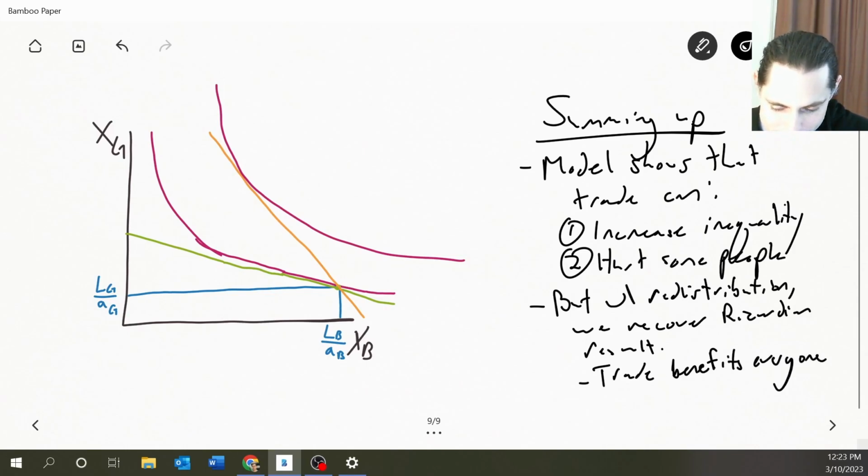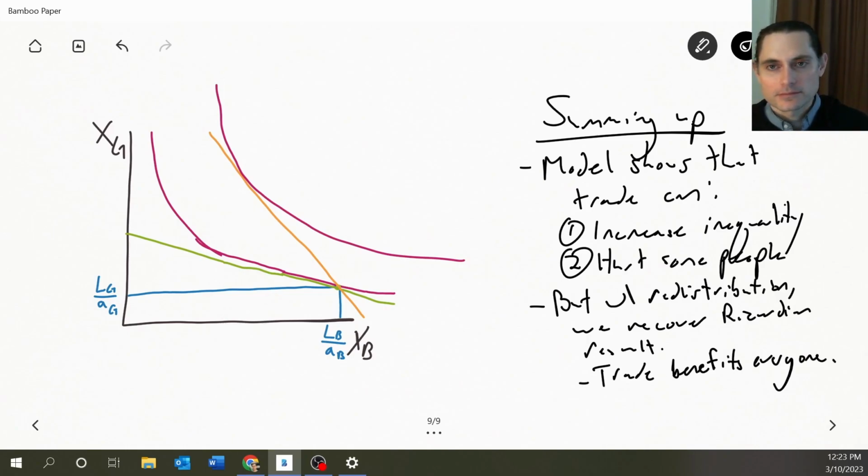Won't hurt you. So I guess the question is, how much is the real world like the specific factors model, and how much is it like the Ricardian model? And then number 2, how much redistribution do we really see? Okay, so those are the questions that we can think about, and I will stop there.